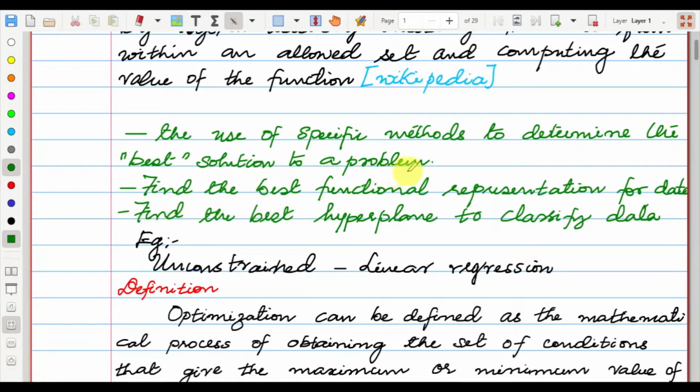For this, we need specific methods to determine the best solution. We need to find a functional representation for the data and find a hyperplane to classify the data. Suppose we have two types of data. Our aim is to find the best hyperplane which separates these two types of data. We have two types of optimization problem: one is unconstrained, and the other is constrained optimization. For unconstrained optimization, we have linear regression.